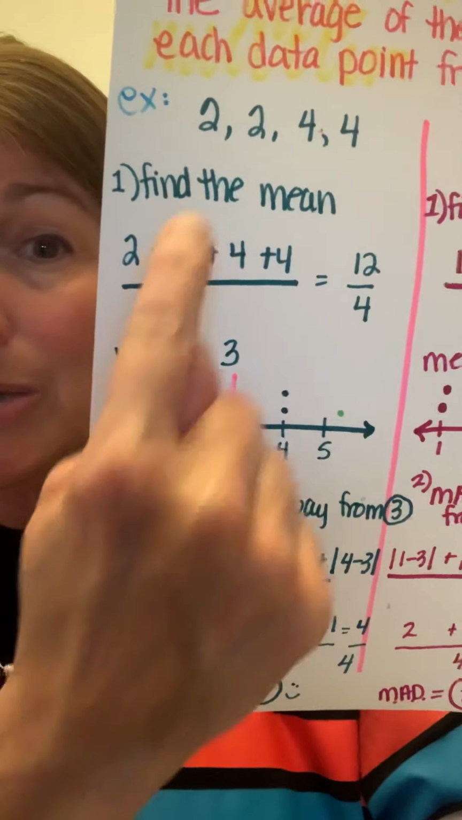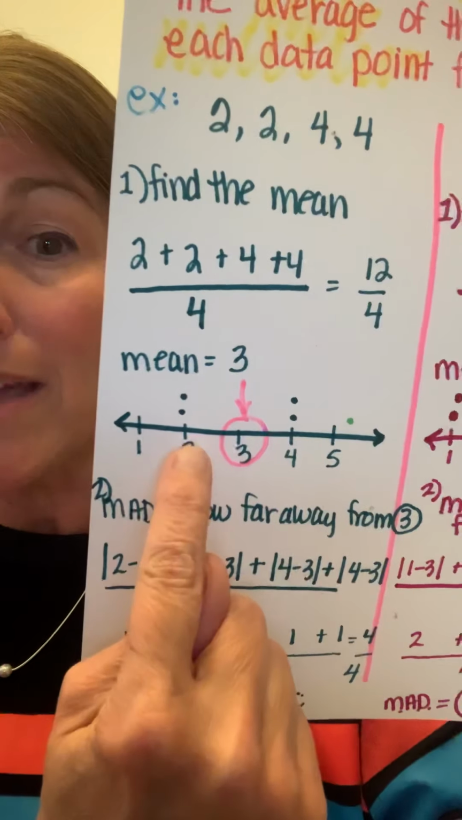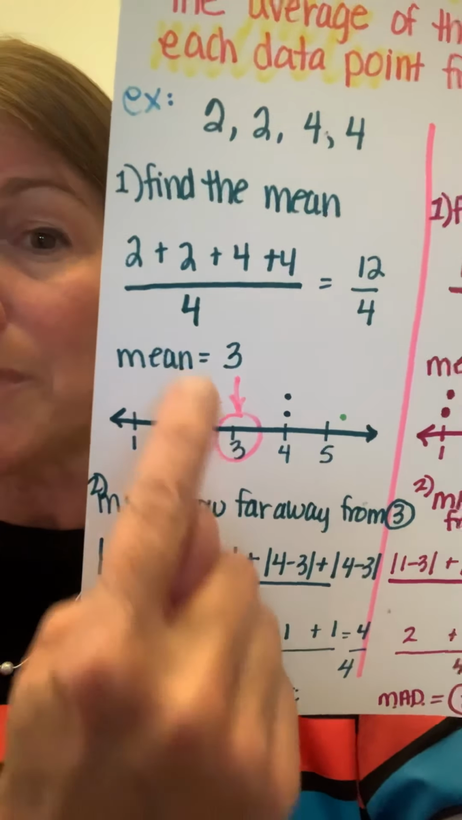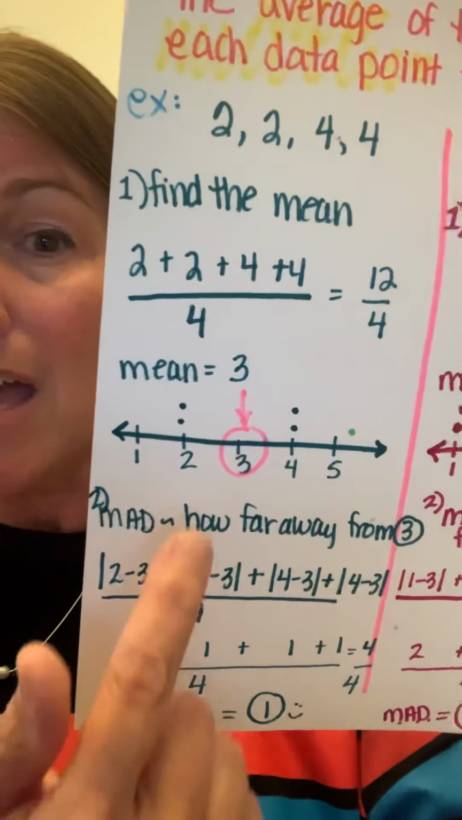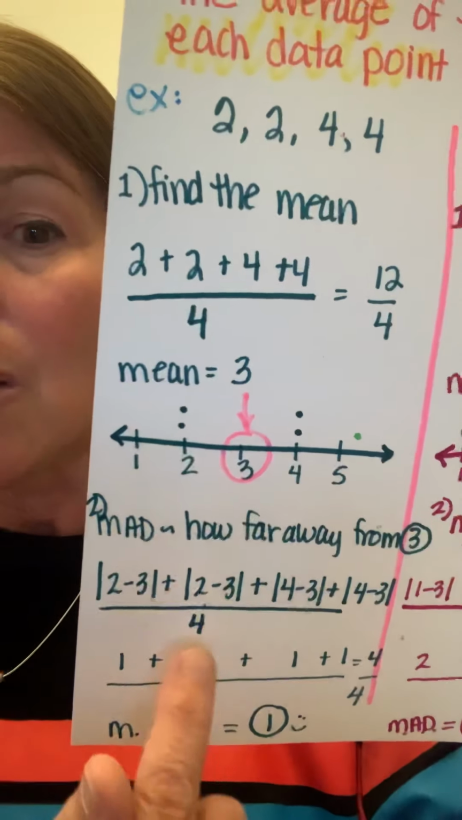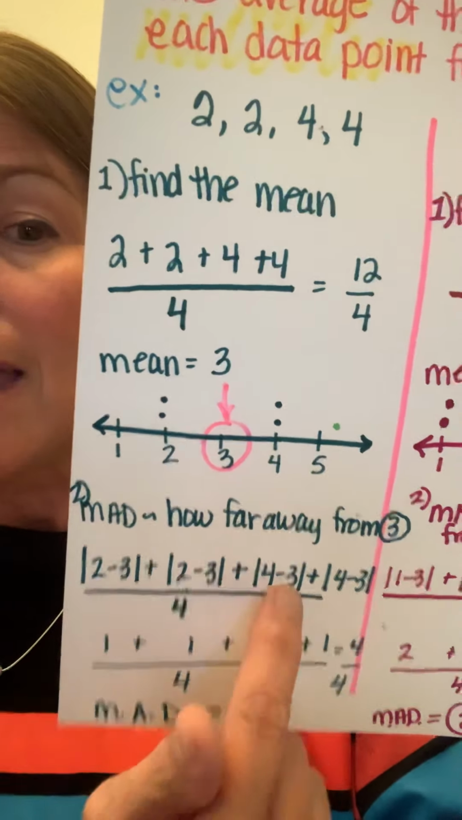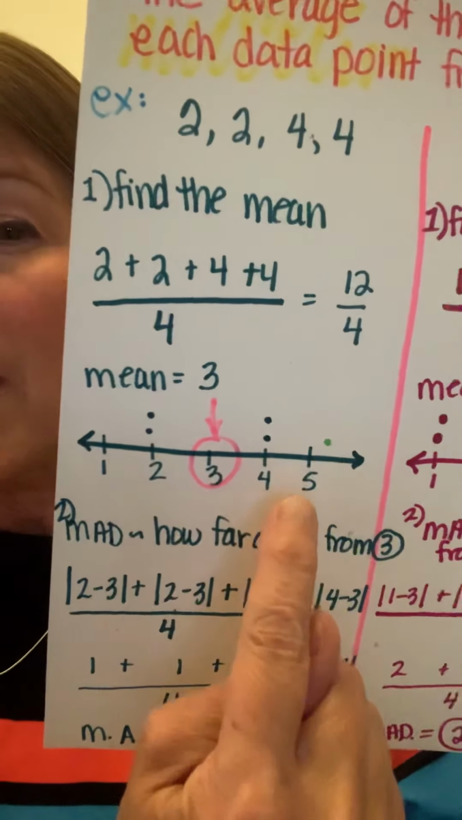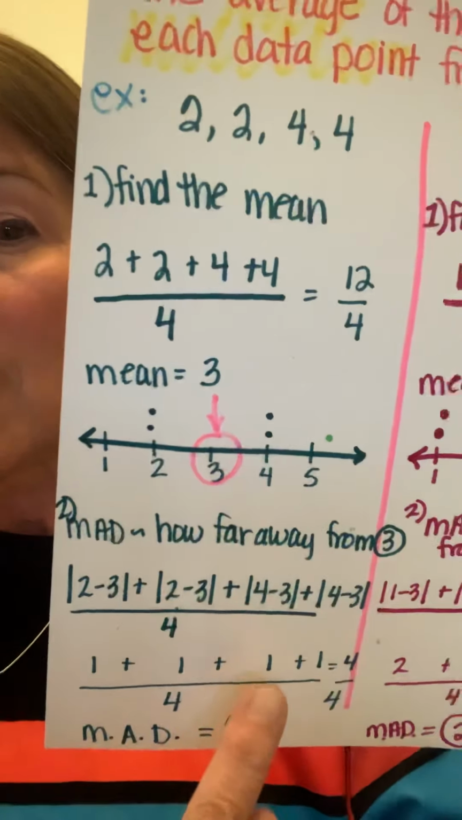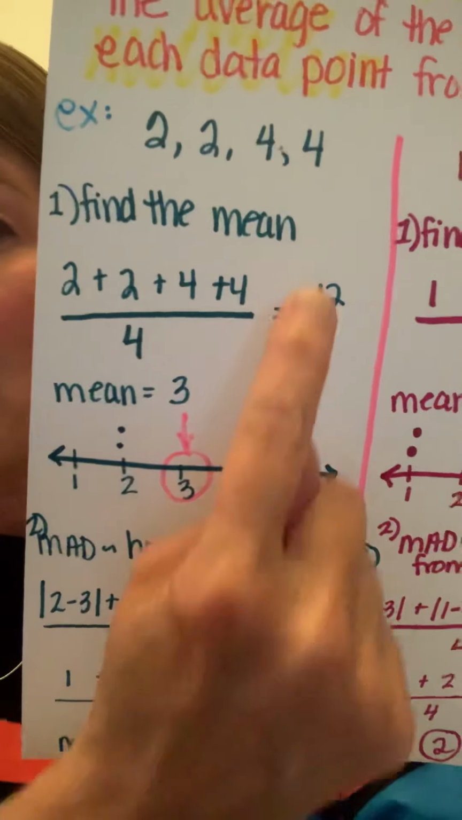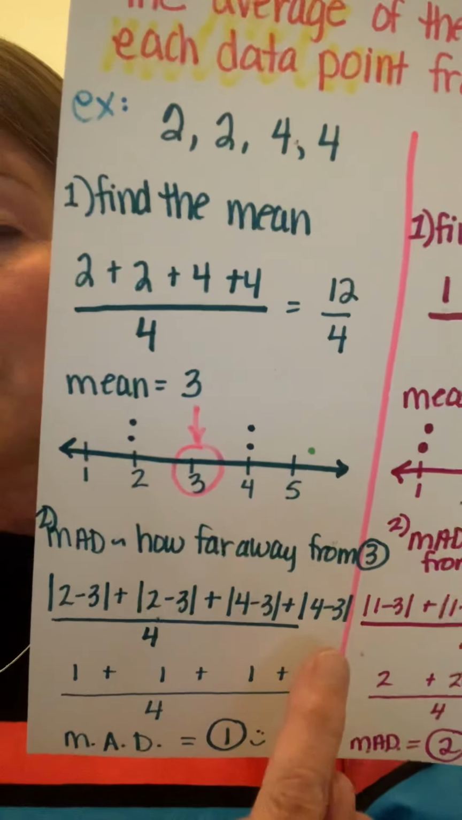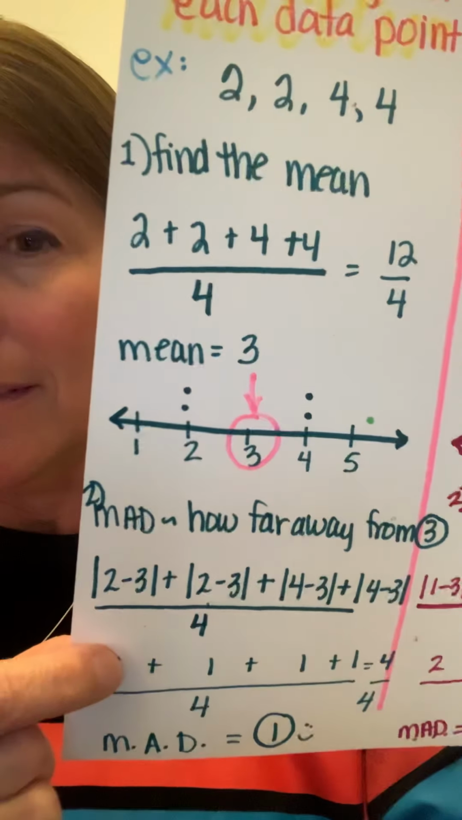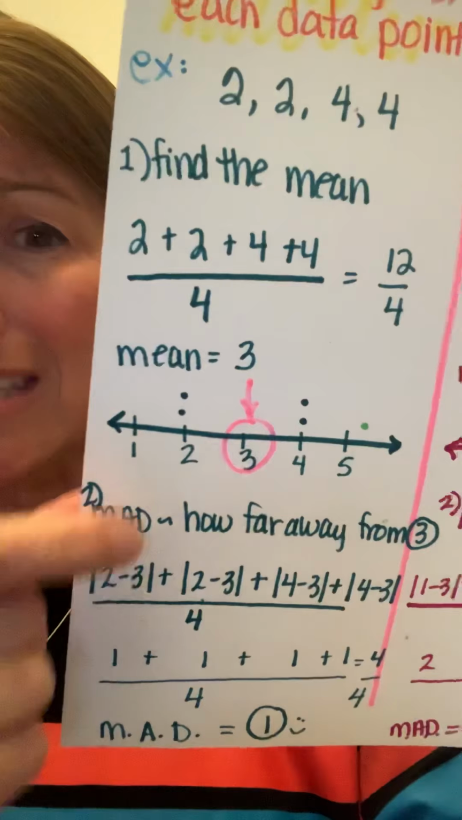So I'm looking at this 2, right? How far away is it from 3 to 2? It's just one jump. Oops, I have another 2. I have to do it again. How far away is it from 2 to 3? One jump. Then I have to do 4 to 3. Here's my 4. How far away is 4 to 3? One jump. And I have another 4. How far away is it from 4 to 3? One jump.